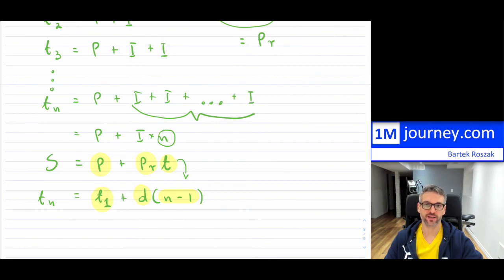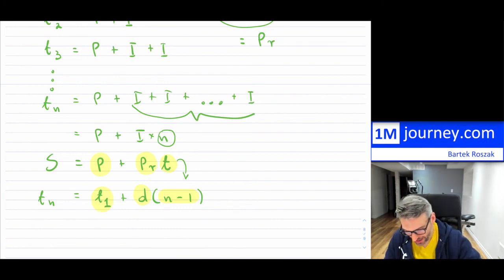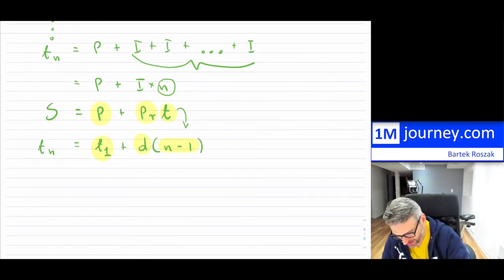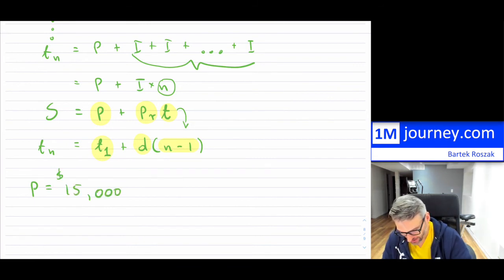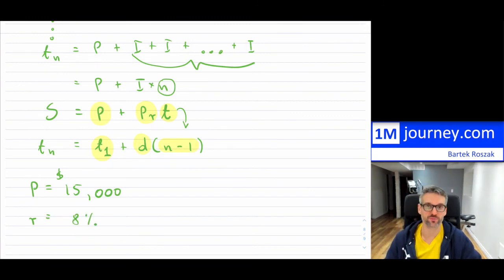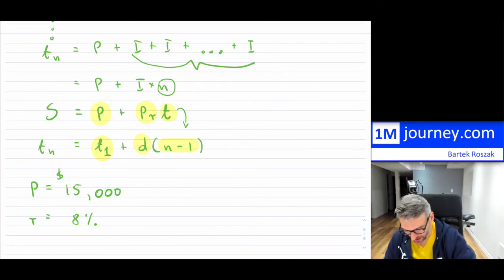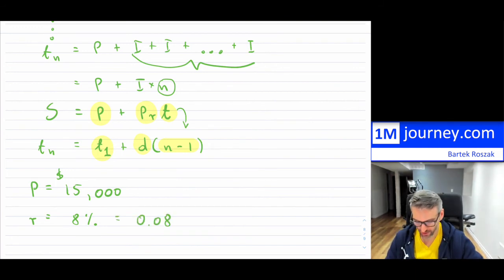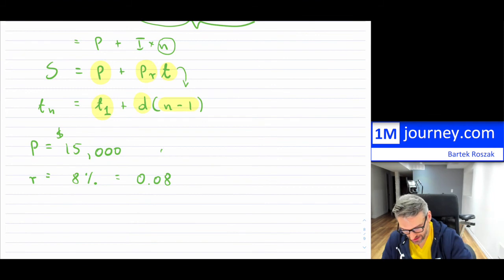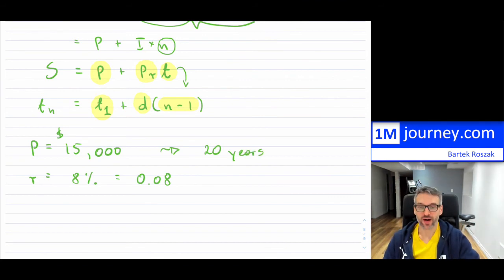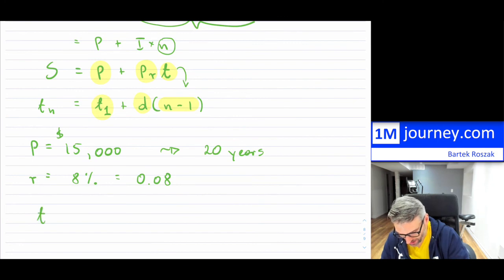So let's take up a question. Let's say you started off with $15,000 in the beginning, and your simple interest was maybe 8% per annum, which means per year. So that's my interest, which is going to be 0.08 as a decimal, and that's what we substitute in the formula. Then if I wanted to know, let's say, after 20 years, I plug it into my arithmetic sequence.